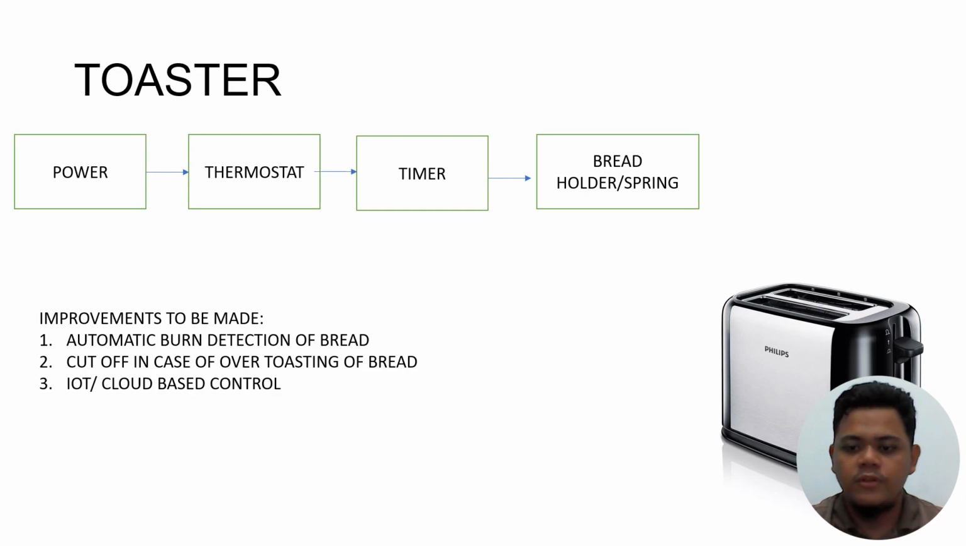For example number 4, we have the toaster. In the toaster, the input is the power, the controller is the thermostat, and the output is the timer. The process is the bread holder or spring. The improvements to be made are number 1, automatic burn detection of bread. Number 2, cut off in case of over toasting of bread. And number 3, IoT cloud-based control.